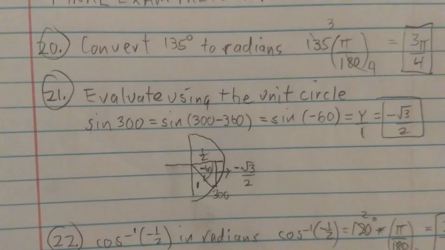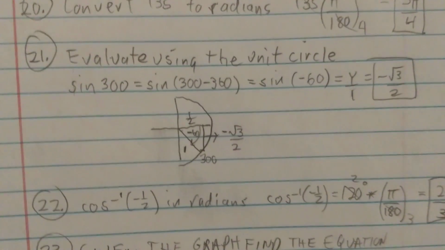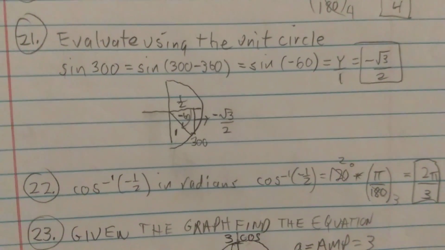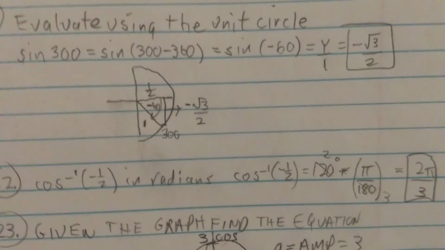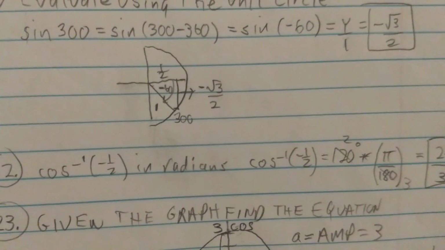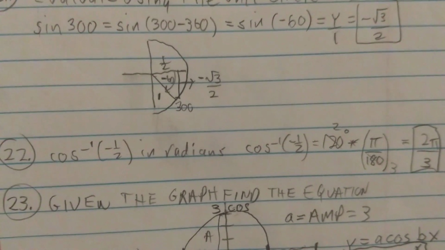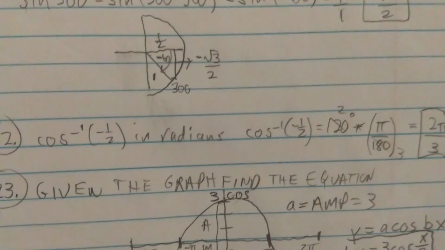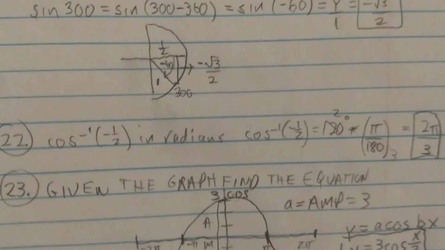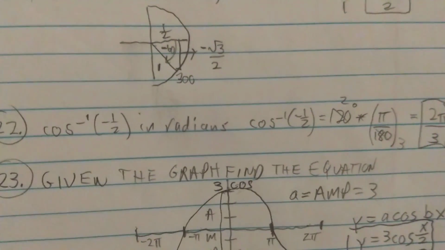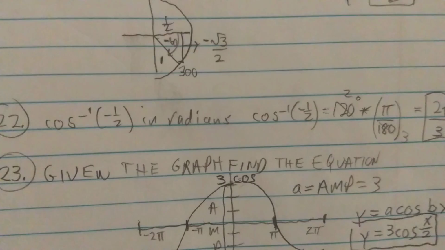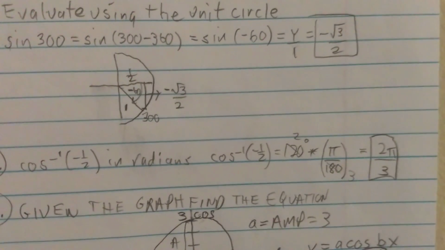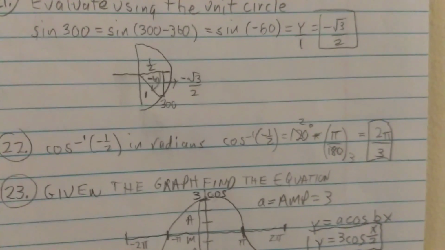Now it says, using the unit circle, evaluate sine 300. Well, we can remember that sine 300 is sine of 300 minus 360, or sine of negative 60. If we look at our right half circle and sweep down 60, we're going to have a 30-60 triangle. The side opposite 30 is 1/2, but the side opposite 60 is negative square root of 3 over 2. So that's just for 60. There it is in quadrant 4, and it's negative because it's in quadrant 4.